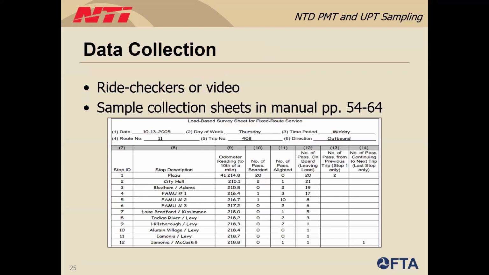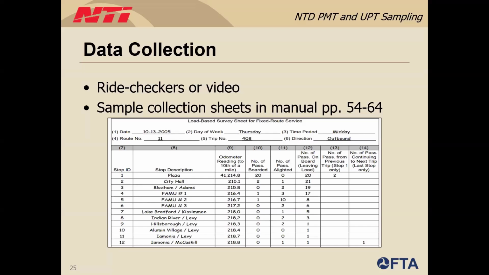Once you have your sample selected, you need to arrange to collect data on those trips. The most common methods are ride checkers or video. A ride checker is a person you send on board the vehicle to record ons and offs at every stop. The manual has sample data collection sheets on pages 54 through 64. You're welcome to use these or to design your own. Many agencies use tablets so that there's no extra data entry step.